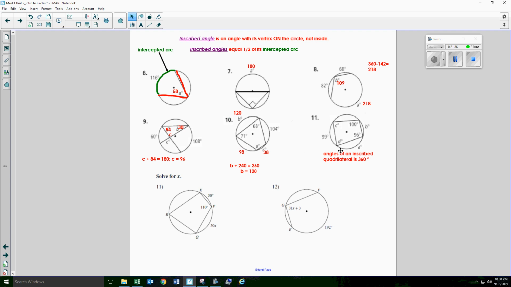Okay, we can also know that inscribed angles are half their intercepted arc. So for example, if this is 100 degrees, then this arc from here, A, plus the 99 has to add up to 200. So I do 200 minus 99, which gives me 101 for the A.